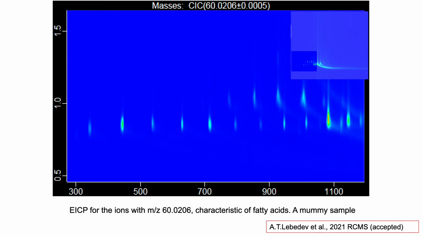Very good example, analysis of an Egyptian mummy. The mummy is in the Pushkin Museum in Moscow, and we try to identify as many components used for mummification as possible. And here we were dealing with fatty acids. Look, the line formed by the images of homologues of fatty acids with a retention time about 0.8.